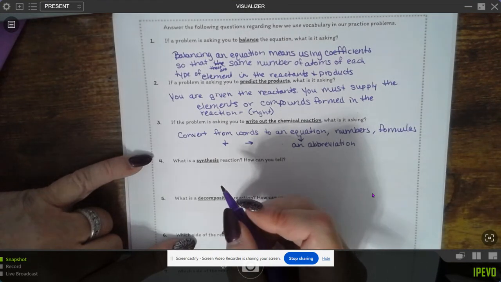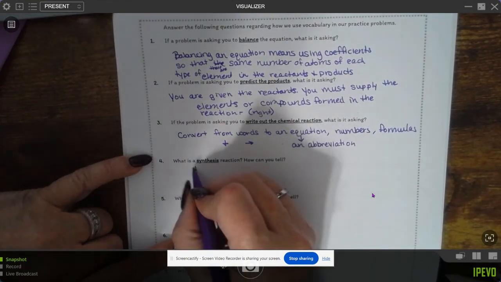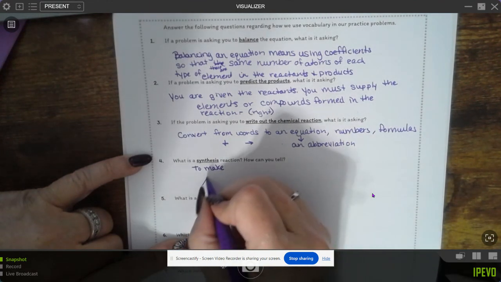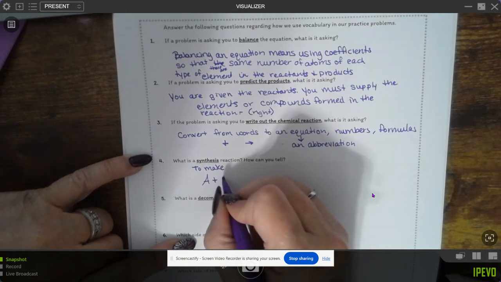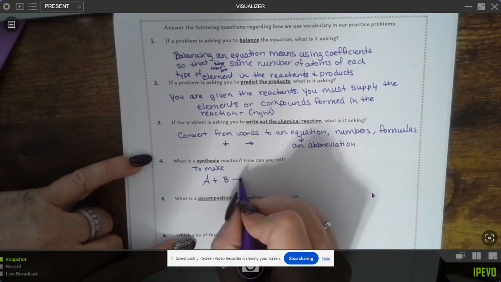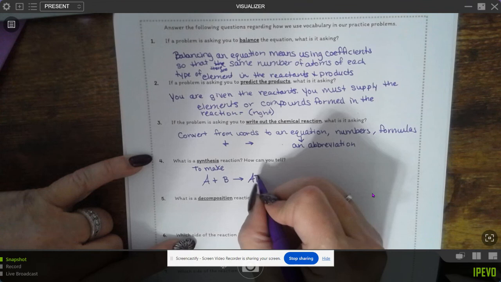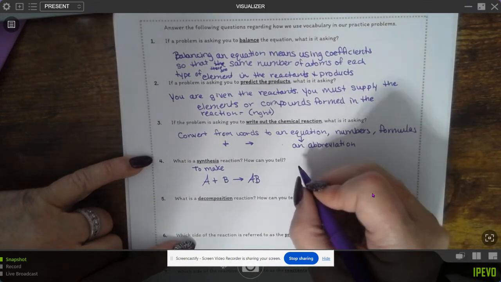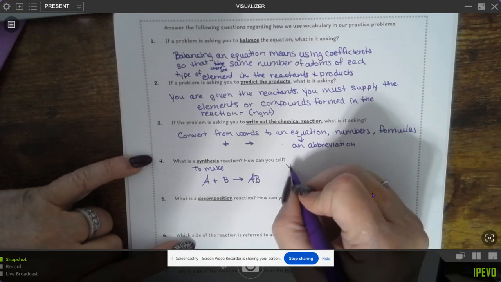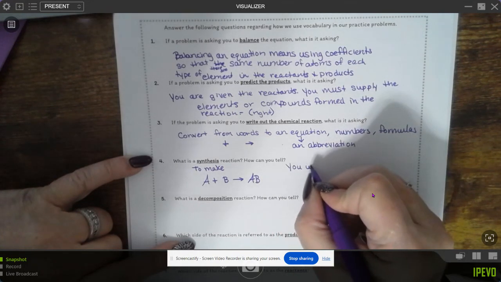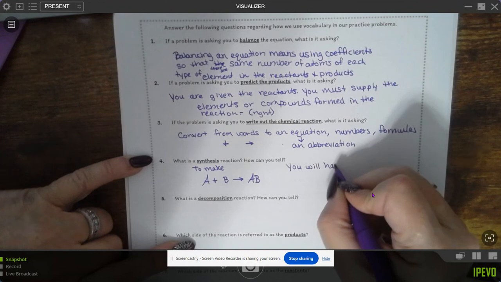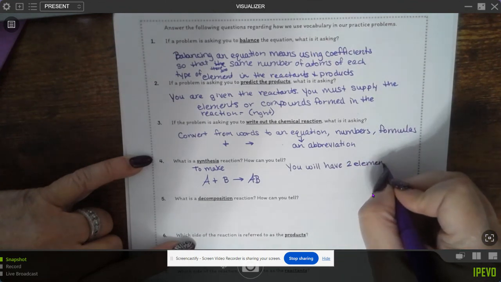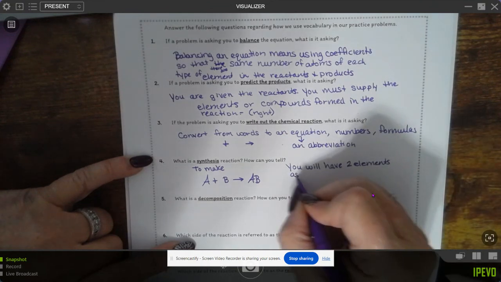Synthesis. Synthesis means to make. Okay, so synthesis is when we start with A and B, 2 elements. They combine to form a compound, AB. All right, you can tell that you have a synthesis reaction because you will have 2 elements as reactants.